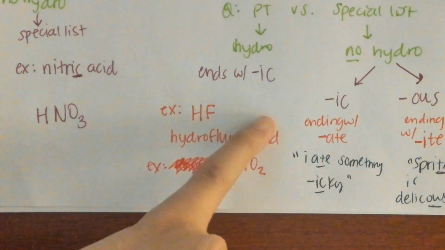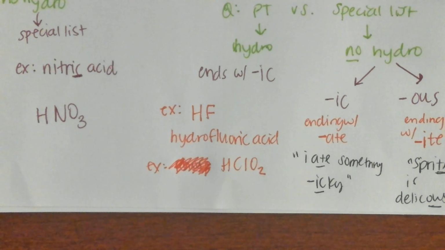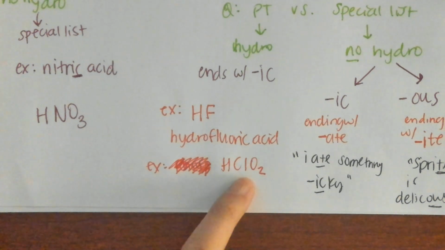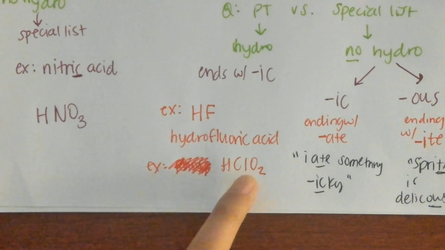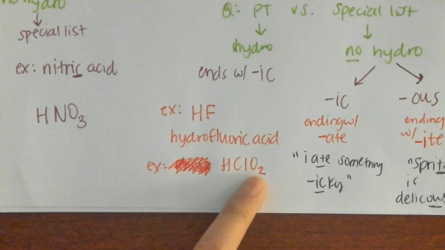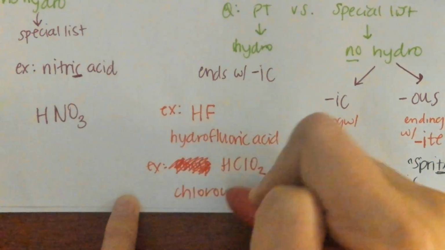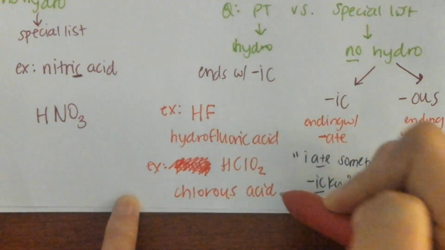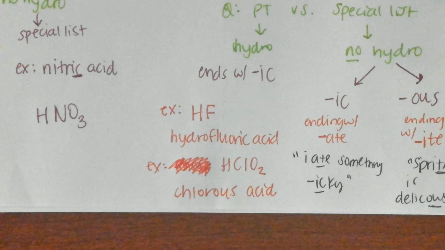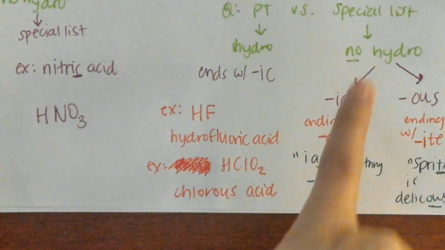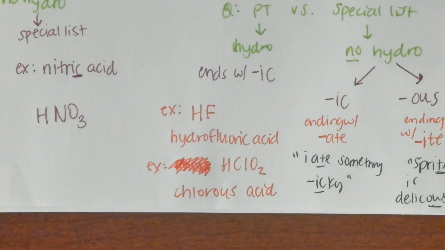So again, you're not following these rules here. So do you put hydro or no hydro? No hydro, so go directly to the name of ClO2. It comes from the special list. Okay, ClO2 is what? Chlorite. So that turns into what? Chlorous acid. Wait, but it has an H in it. Again, it's from the special list, no hydro.